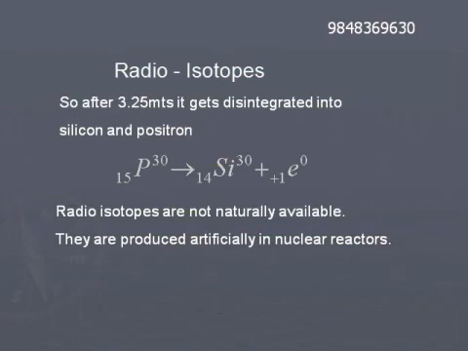The elements which are produced due to artificial transmutation and which exhibit radioactive phenomena are radioisotopes. They are not naturally available. They are produced artificially in nuclear reactors.